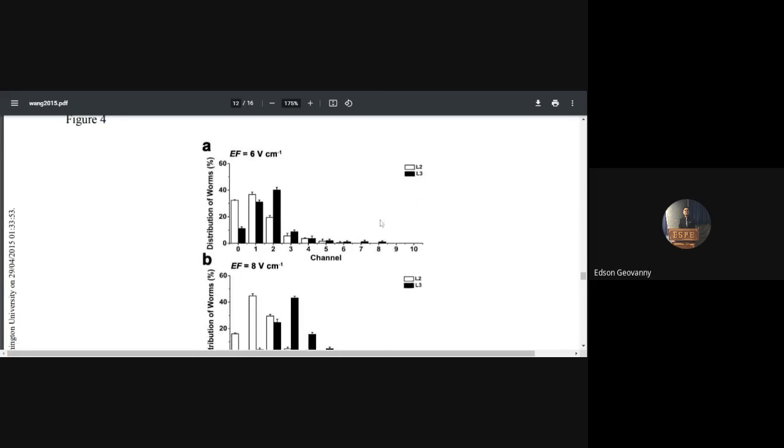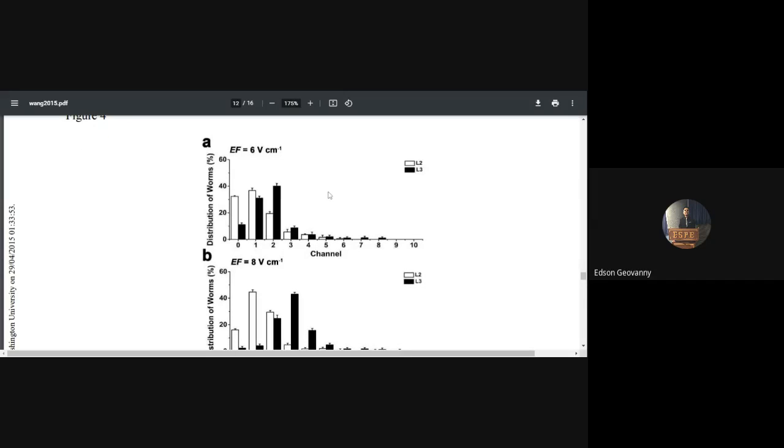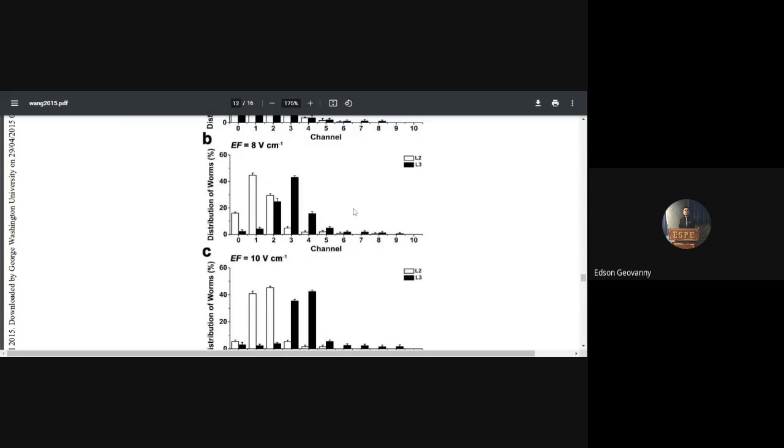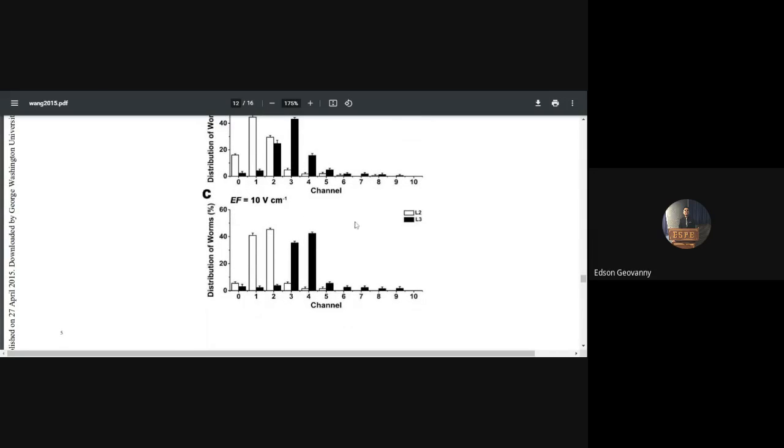In part A, if an electric field of 6 volt per centimeter is applied, the separation of C. elegans L2 and L3 cannot be carried out. In part B, when the electric field increased to 8 volt per centimeter, the channel had L2 31% and L3 25%. And part C, when the intensity of the electric field increased to 10 volt per centimeter, L2 and L3 separation was successful.